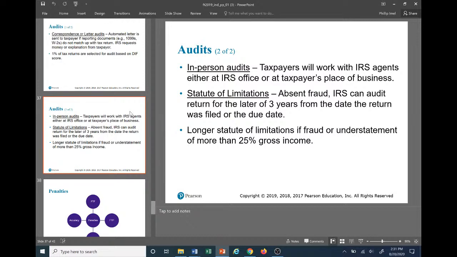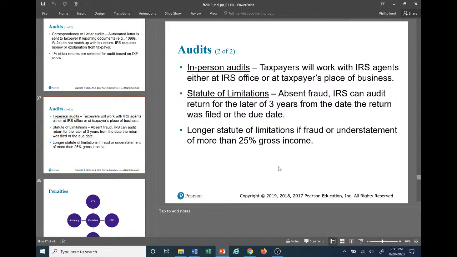Also good to know that it's extended to 6 years if more than 25% of gross income is omitted on the return. So once again, longer statute of limitations if fraud or understatement of more than 25%. And with fraud, I don't like how they have it, the fraud and understatement of income on one line, because with fraud, there is no statute of limitations if the taxpayer commits fraud or failed to file a return. It's fair game. It's indefinite. They can come at you, if they don't find it for 30 years, they can come after you because it's fraudulent.